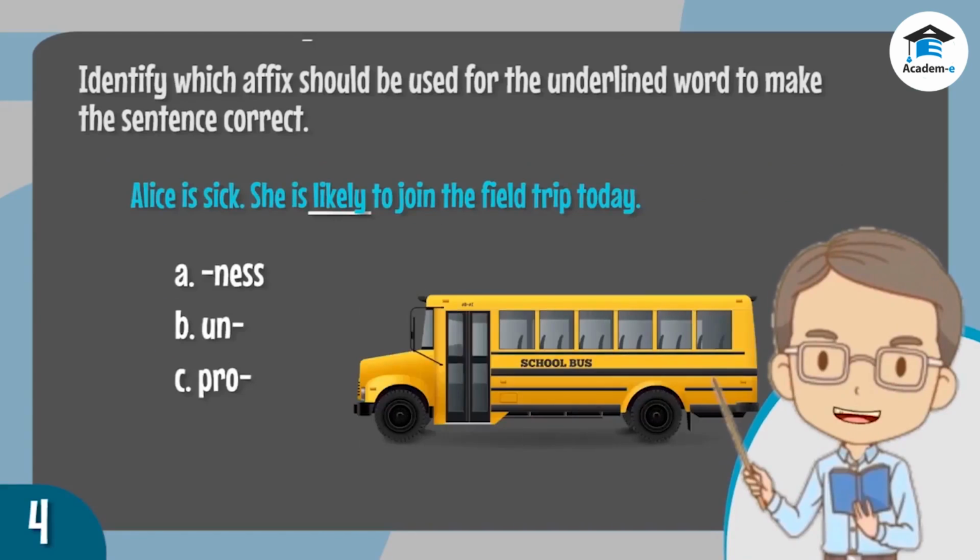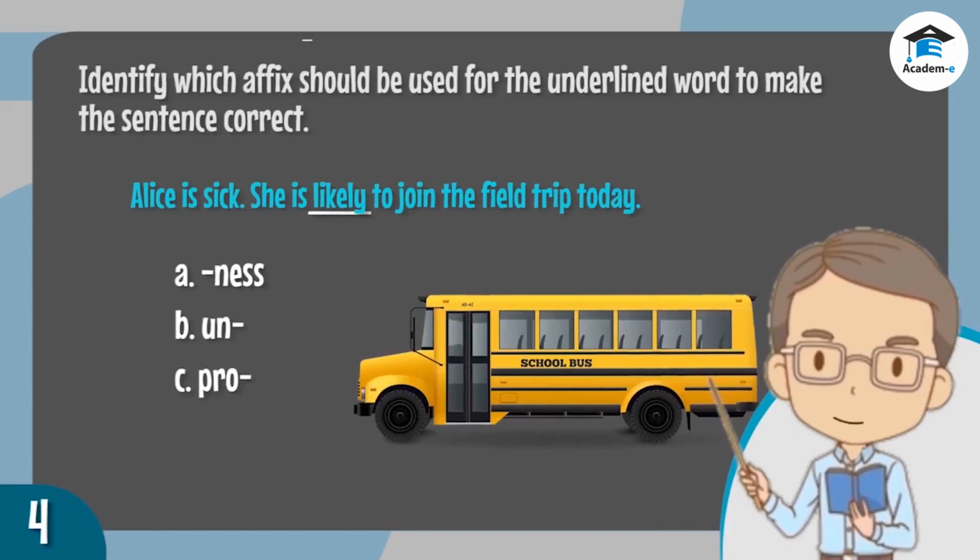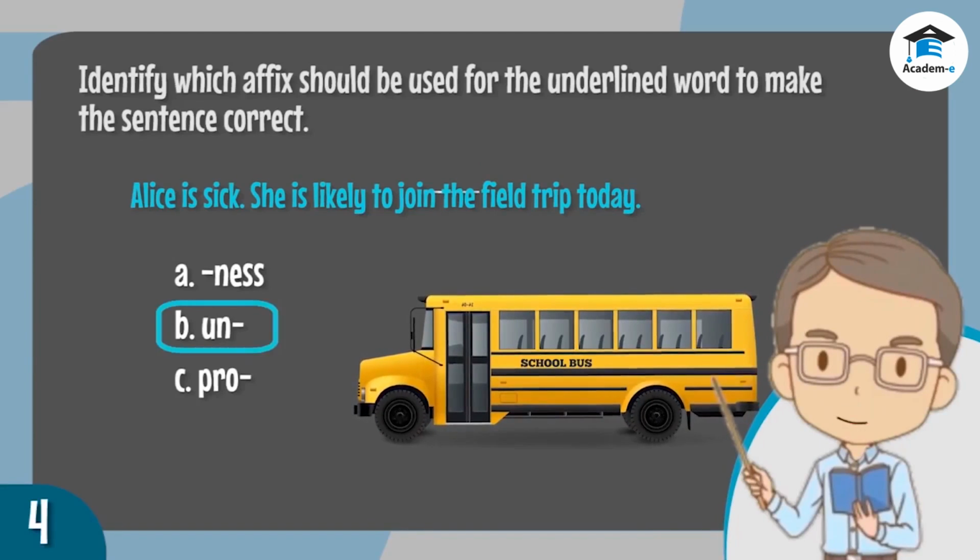Alice is sick. She is likely to join the field trip today. A, ness. B, un. C, pro. The correct answer is B, and the new word is unlikely.